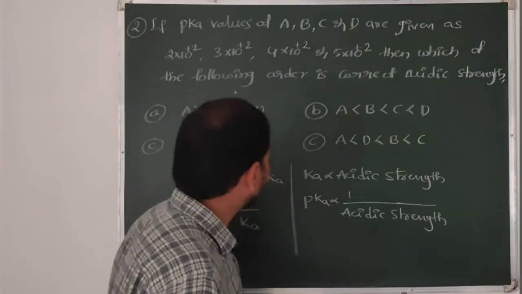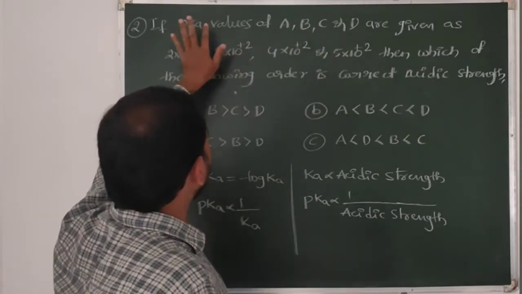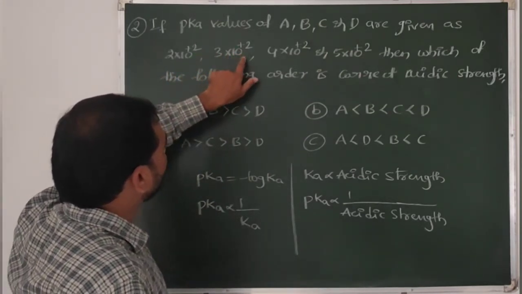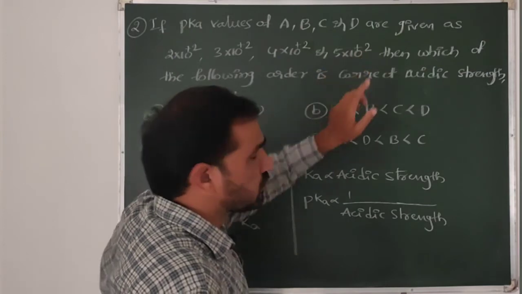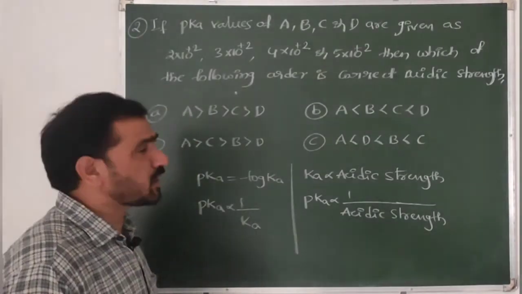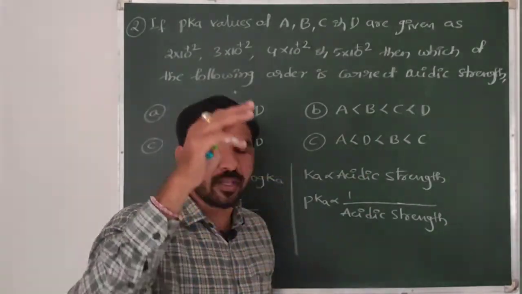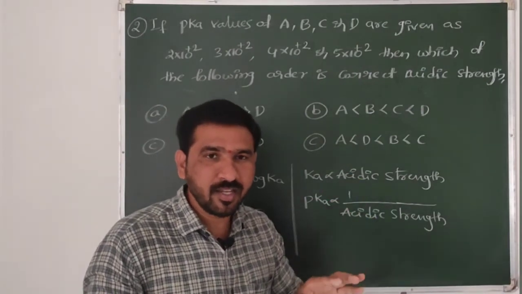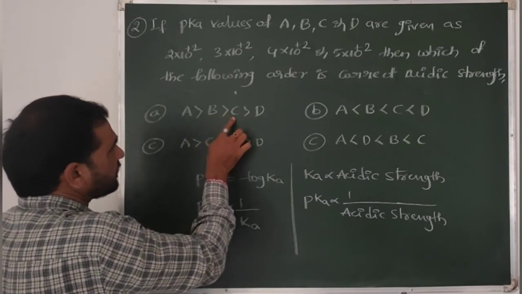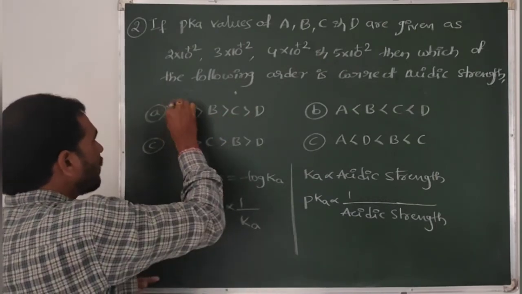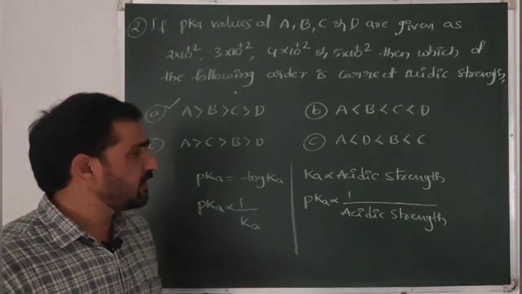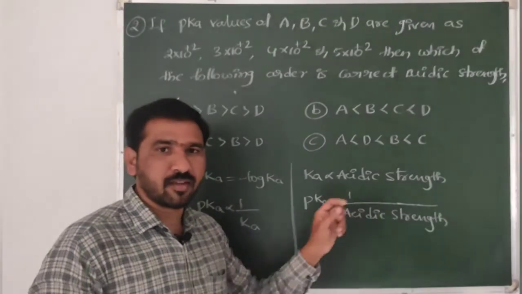Is it clear, beta? Therefore, the pKa values of A, B, C and D are 2 into 10 power 2, 3 into 10 power 2, 4 into 10 power 2, 5 into 10 power 2. It means 200, 300, 400, 500. From left to right, or A to D, the pKa value increases, which means acidic strength decreases, right? Therefore, A greater than B greater than C greater than D: A having more acidic strength, D having the least acidic strength. With respect to this relationship, we can get the order.